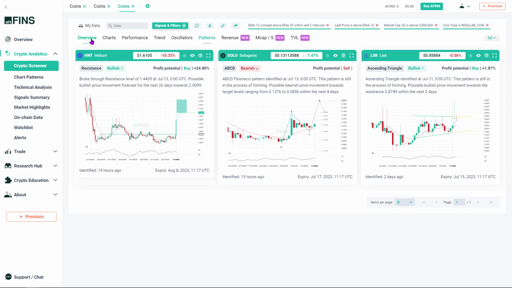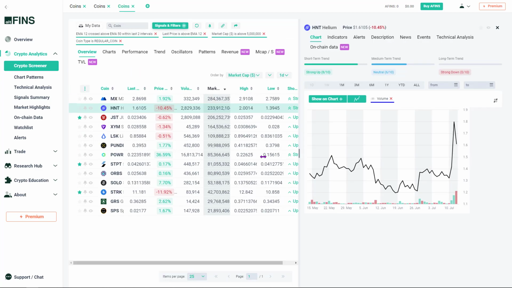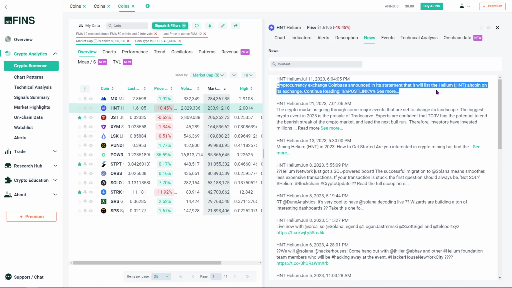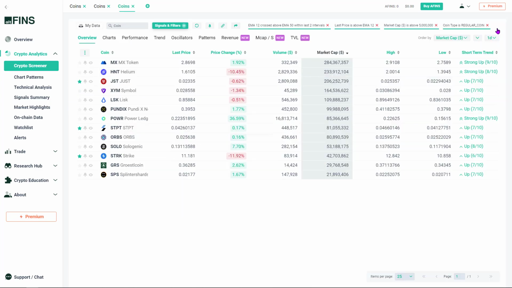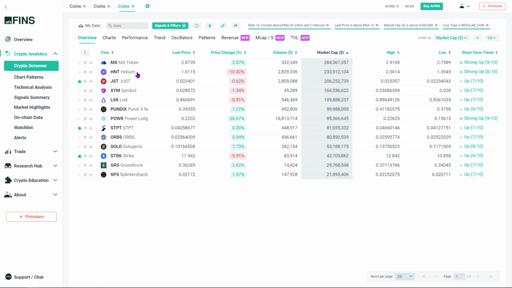Now, in this case, when I looked at the news, which you can see under the detail section of each coin, under the news, it became very quickly apparent what happened yesterday. It says here the Coinbase exchange has announced that it will be listing Helium to its exchange. So clearly that triggered the buying yesterday or 2 days ago on the 11th. And today the price has pulled back, as you can see, down about 10%.